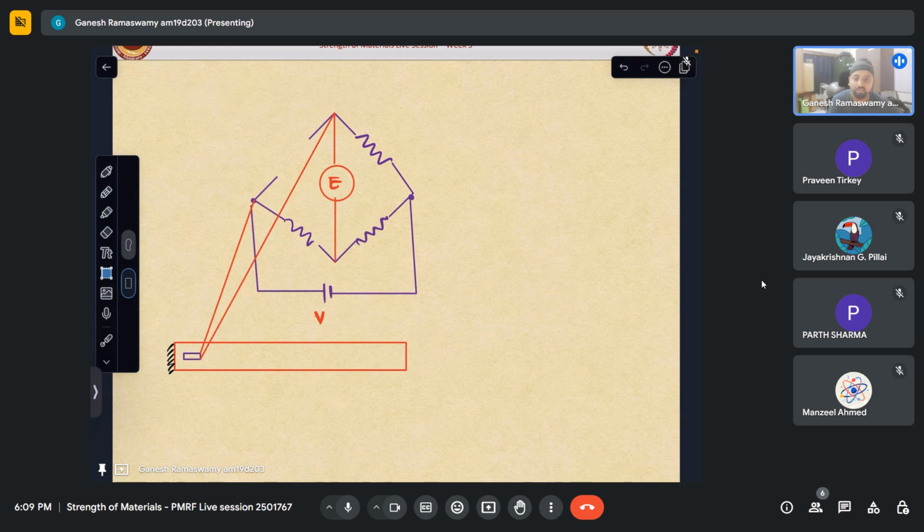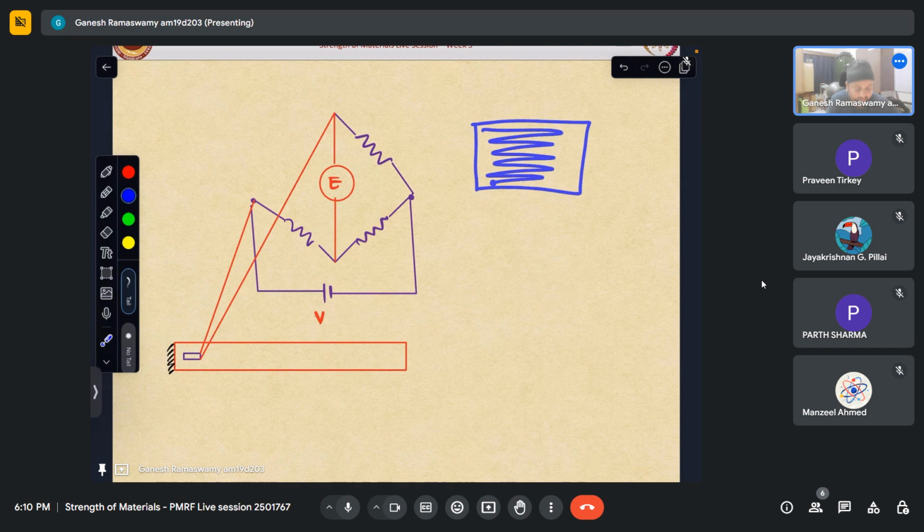So what I have done is, now when I remove this arm, and just briefly explaining it. When I connect it like this, the moment I load this, there will be a change in the length of the strain gauge.